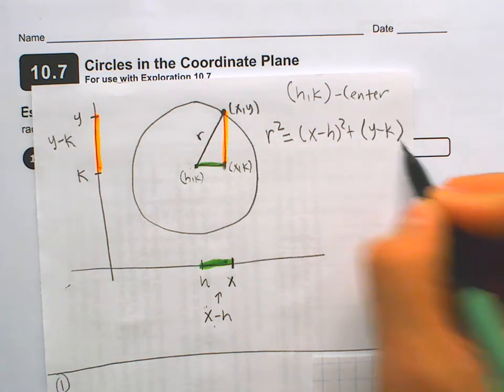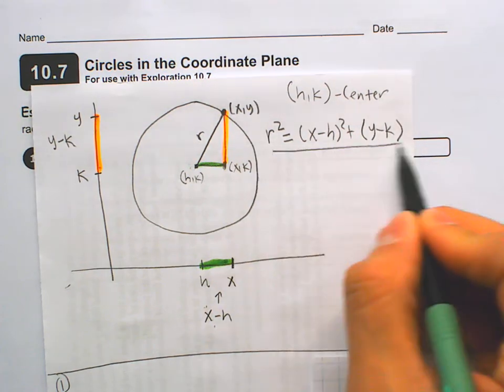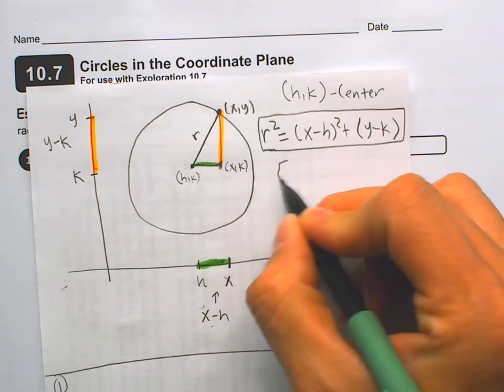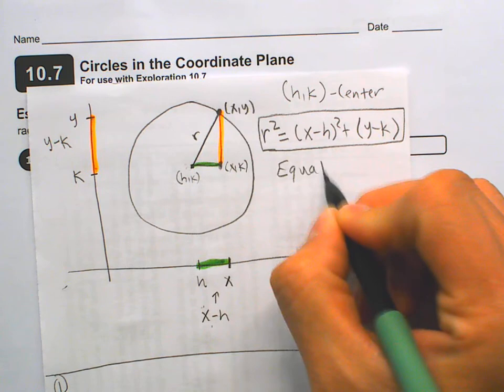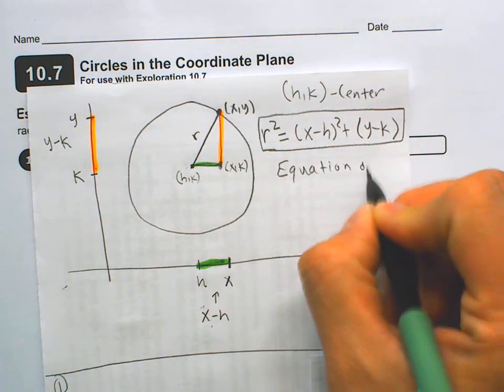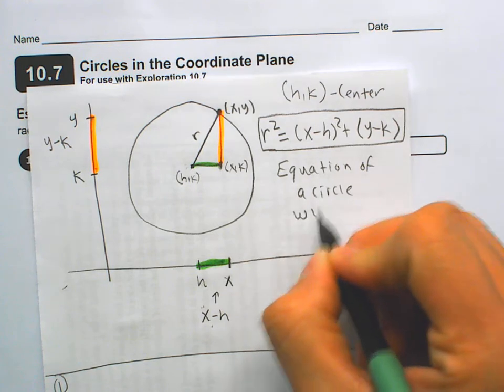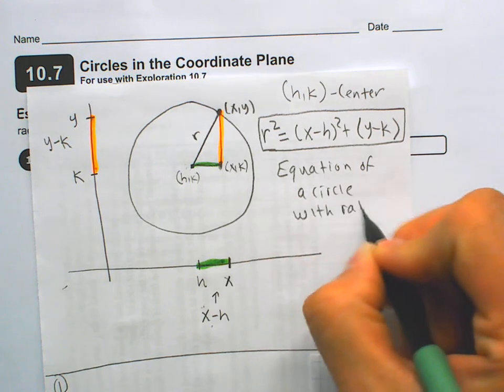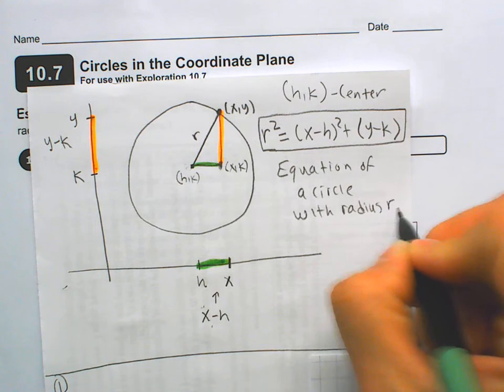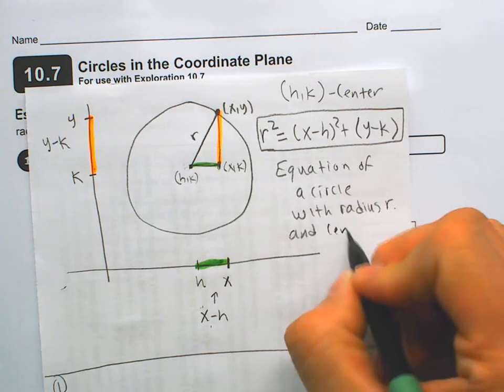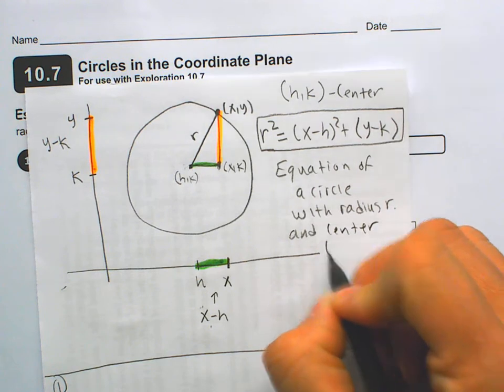Hence, now we have the actual equation of a circle of radius r. So this is the equation of a circle with radius r and center (h, k).